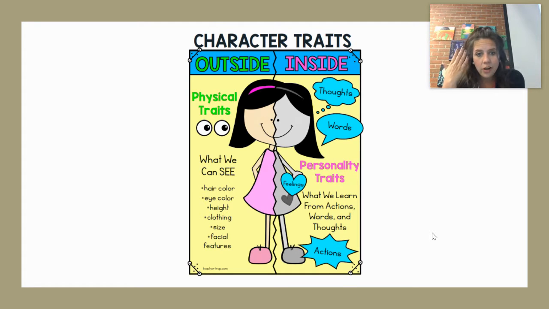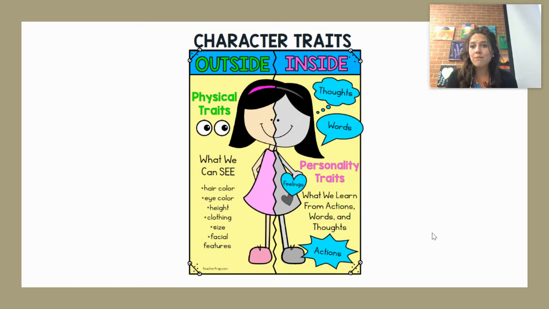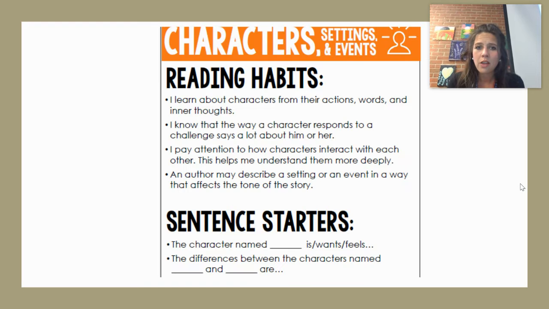So, what we can see: their hair color, their eye color, how tall they are, what they wear, those kinds of things. The inside, though, is where we learn about their personality. And we know what they are like through what they think, the words they speak, maybe how they feel about something, and then definitely their actions. So, how they act in different situations.